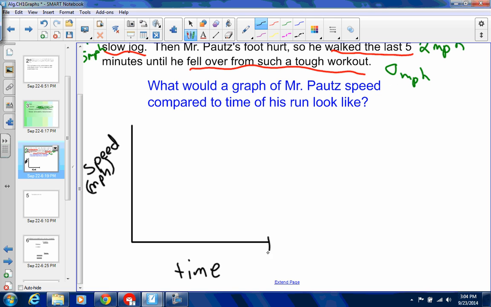So we'll label the end of this. We'll make that 25, because we won't go any higher than that. We can do 20, 15, 10, 5. It's not going to be perfect, but we're just trying to get the basic graph of this situation.